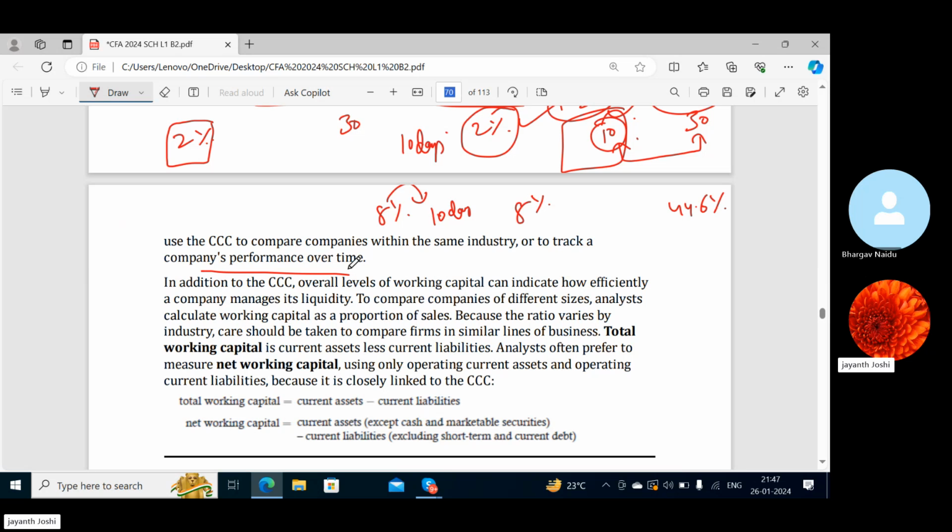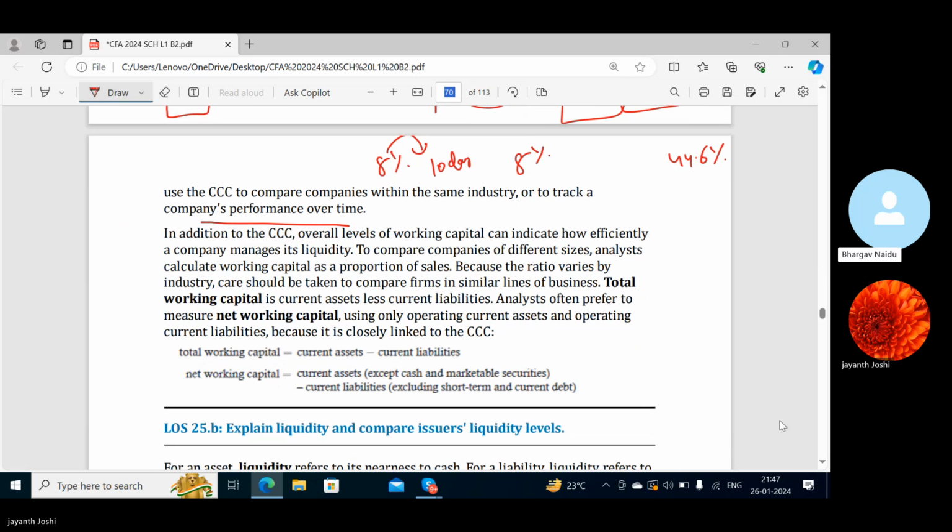You take two airline companies, SpiceJet and Indigo, and see their CCC. You take GlaxoSmithKline and Cipla and compare their cash conversion cycle. Did you understand? Then you can decide which company is maintaining a lower cash conversion cycle, or which is dependent on less credit, right? Yes, sir.